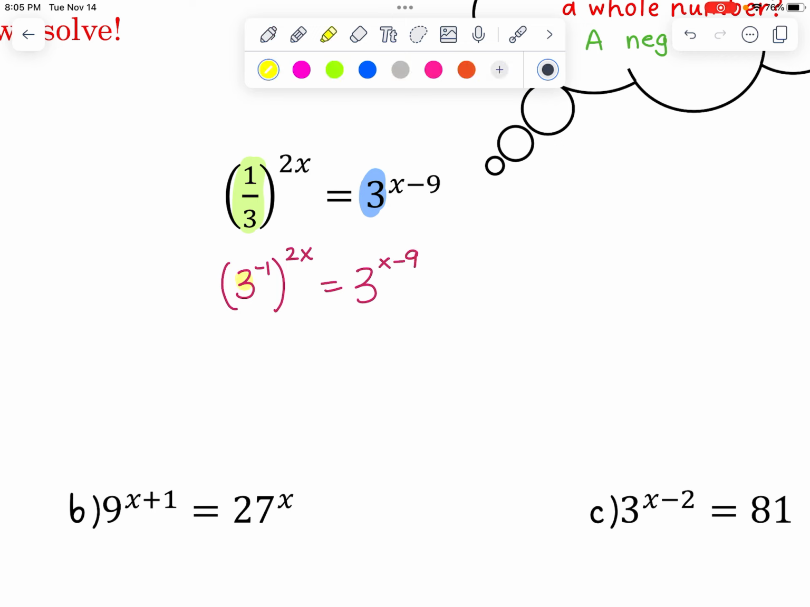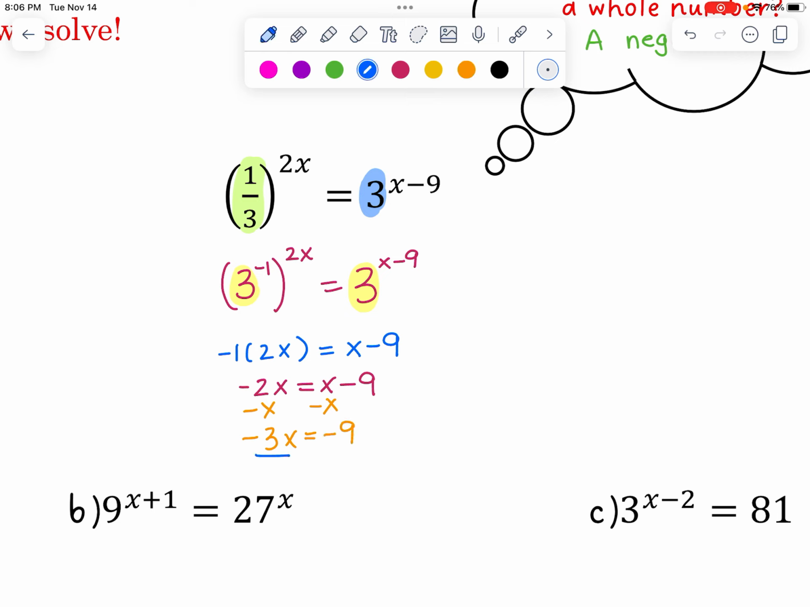Now I have the same base. They're both base 3. So because their bases are the same, I can ignore the bases and set the exponents equal. Remember, we're multiplying here because we're raising a power to another power. All right, negative 1 times 2x is negative 2x. And now I'm going to continue to solve. So I'm going to subtract x from both sides, and I get negative 3x equals negative 9.